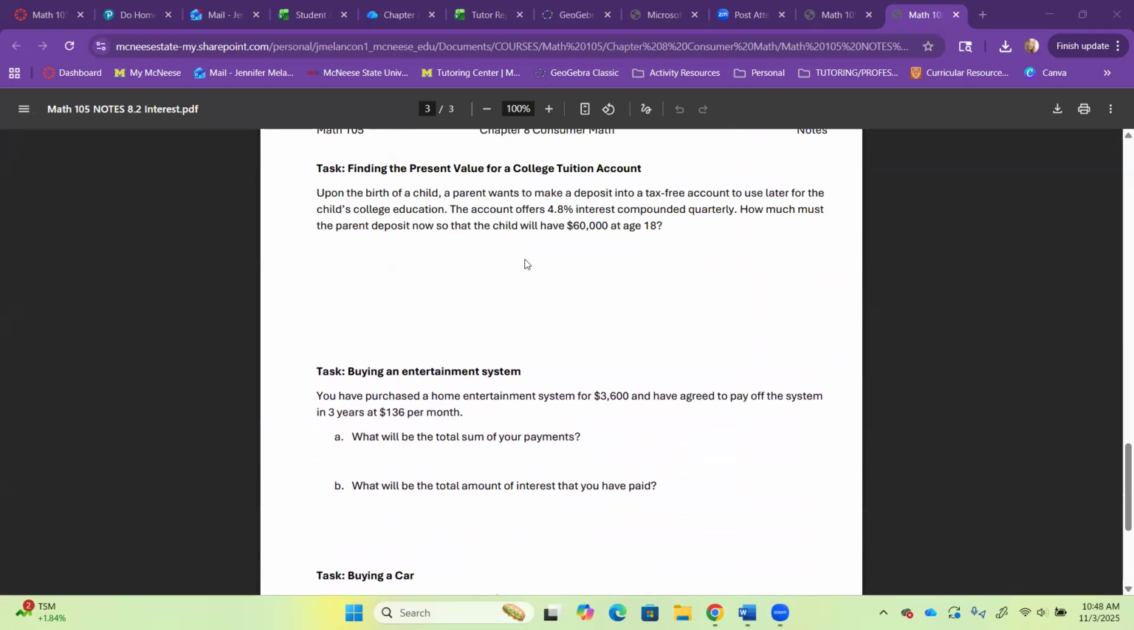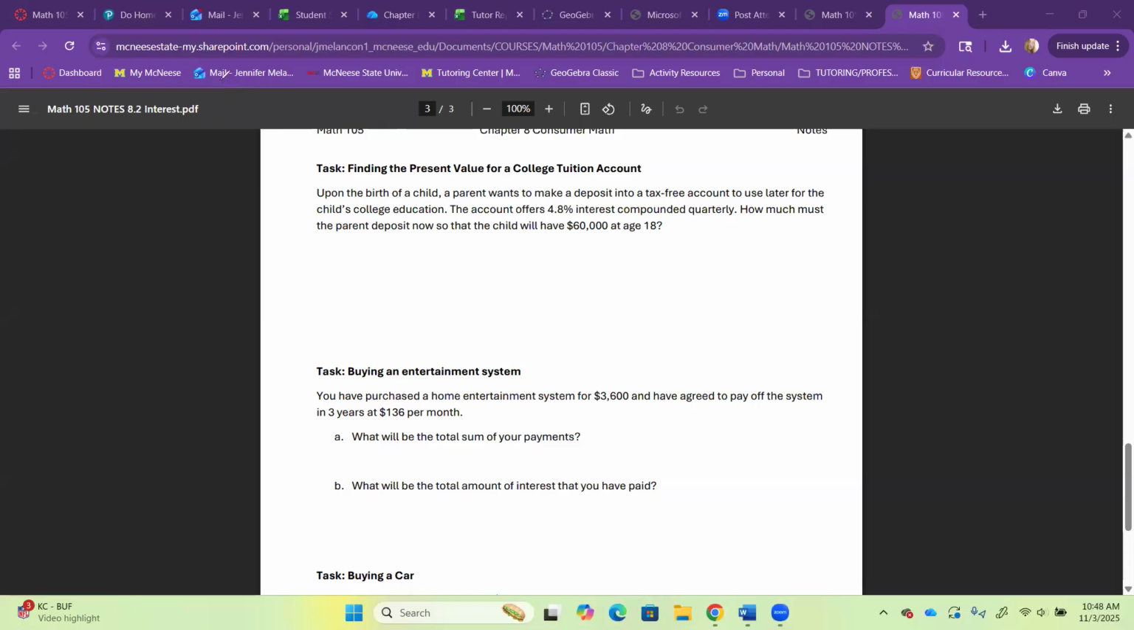All right, so finding the present value for a college tuition account. And this is just a practical thing that parents usually think about. Maybe not super young parents, but older parents certainly think about it. How are they going to send their kids to college? So one way to do that is to let some money generate compound interest to grow.